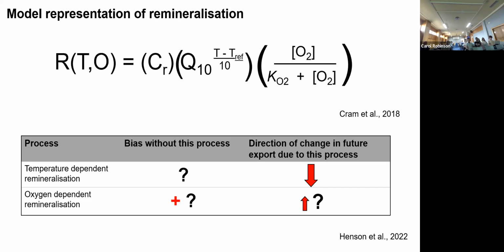Henson et al. suggested that the magnitude of the bias associated with not including a temperature dependence was unknown, but potentially up to 20%, but that the likelihood would be that export would decrease due to increasing temperature, increasing respiration rates. And they estimated that the bias created by not including an oxygen dependence of respiration could be positive, but that the magnitude is unknown, with the expectation, of course, that low oxygen would inhibit respiration, which would then lead to an increase in particle export in the future.